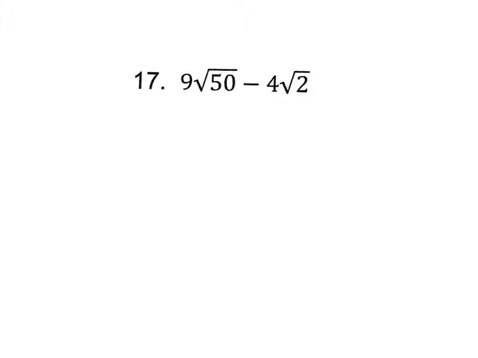17. You are only allowed to add or subtract radicals when you have the same number inside. So you always need to try to take your bigger number and turn it into a smaller number. So I'm trying to think, okay, how many times is 2 going into 50? And the answer is it goes in there 25 times. So 50 is really 25 times 2.